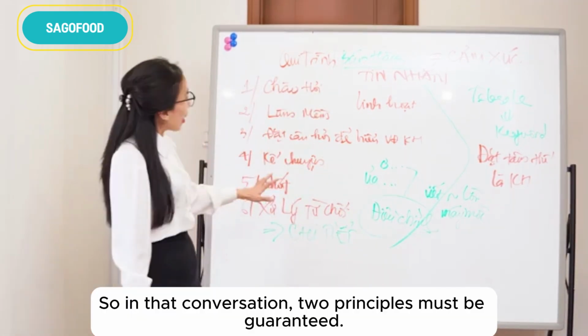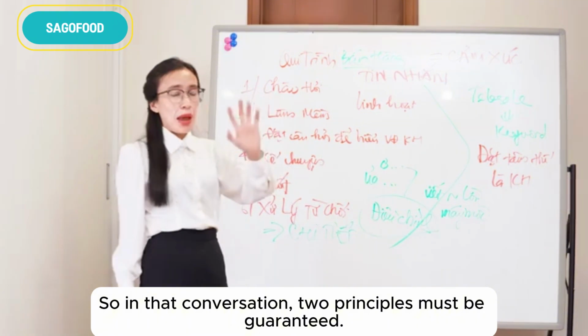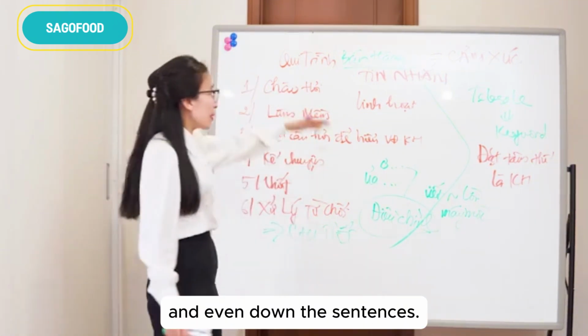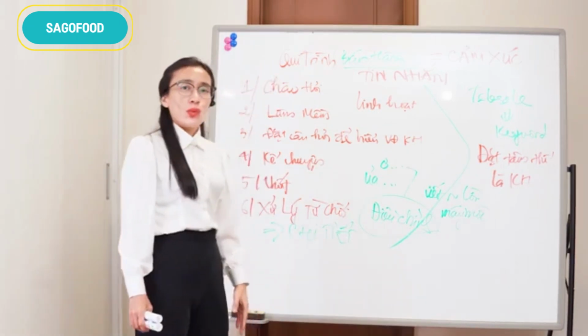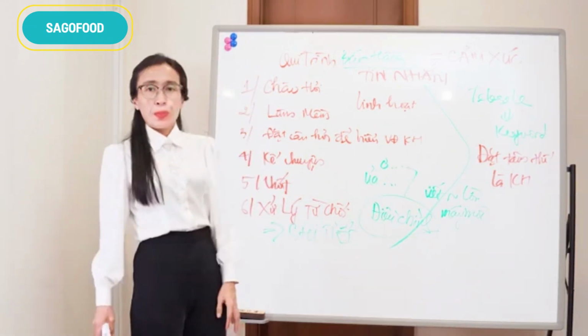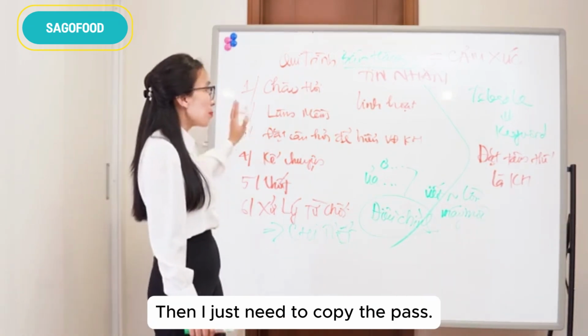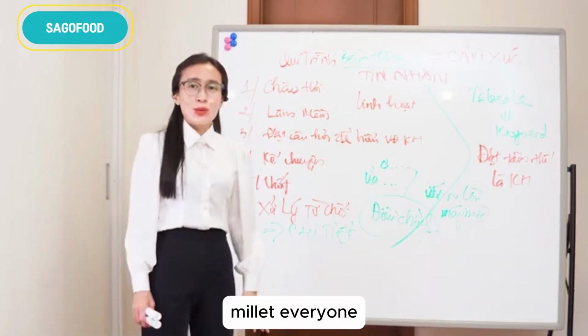So in that conversation, two principles must be guaranteed. The first is the icon. The second rule is to break down the sentences, and even down the sentences. How to get down the line. Then everyone is ready. Then I just need to copy the pass.